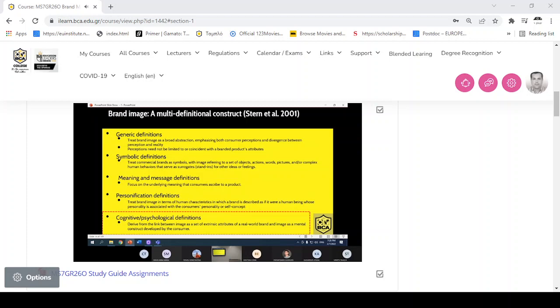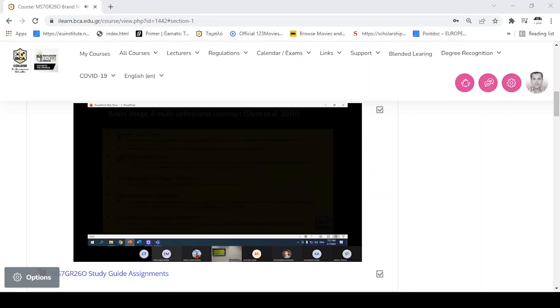And this definition is derived from the link between image as a set of extrinsic attributes of a real world brand and image as a mental construct that is developed by the consumer. So again, it's a matter of two parts of the iceberg: the extrinsic attributes for the upper part, and the mental construct that is developed by the consumer. There is an overlap, a convergence between the values projected by the brand and consumers' own values as well. That's specific research, as we shall see.